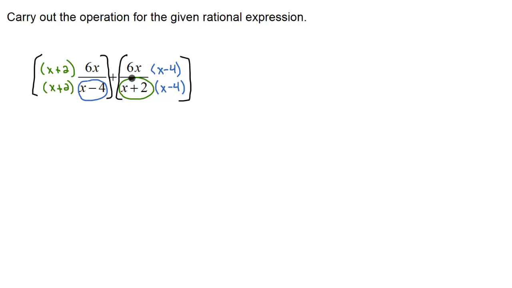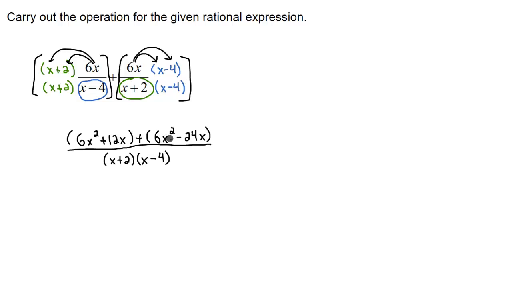What I'm going to do in my next step is take my 6x and multiply it by these two terms. So I'm going to have to distribute 6x times this one and then 6x times this one right here. And I do the same thing here, 6x times this and 6x times that. So here's my answer when all of these terms are distributed out. 6x times x is 6x squared, and then 6x times 2 is 12x. We did the same thing over here.